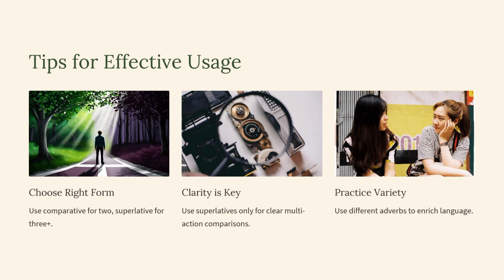Now, tip number three is practice variety. Okay, so one way to enhance your language is by using different adverbs instead of repeating the same ones over and over. And this not only helps keep your language interesting, but it also helps you convey subtle differences in meanings, right? So, for instance, instead of always saying quickly, you might alternate with swiftly, rapidly, or promptly. Now, this adds depth to your communication. Now, these tips will help you use comparative and superlative adverbs effectively and creatively, right? Enriching your language. So, it's good to keep these in mind.